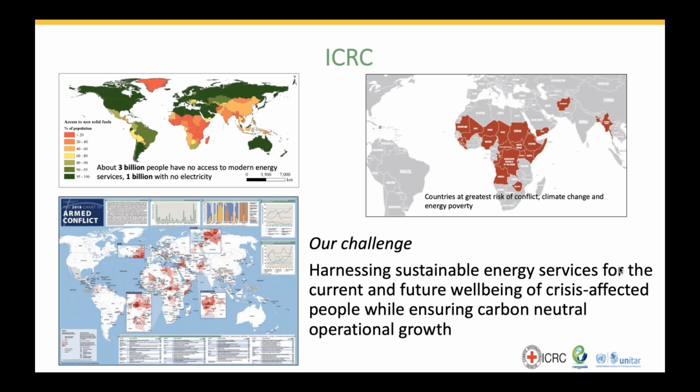So just to start, to recall some operational patterns that have been mentioned already and summarize them: we have the protracted nature of conflicts, global urbanization, the impact of climate change and the transformation of the digital sphere. And so we realize that there is a broader range of vulnerabilities that we need to address and that require us to adapt our response. Given our operational context and global gaps in energy access, the main challenge for the ICRC is embedded in our ambition of harnessing sustainable energy services for crisis-affected people while ensuring carbon neutral operational growth.